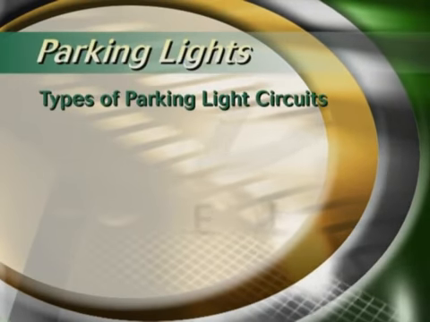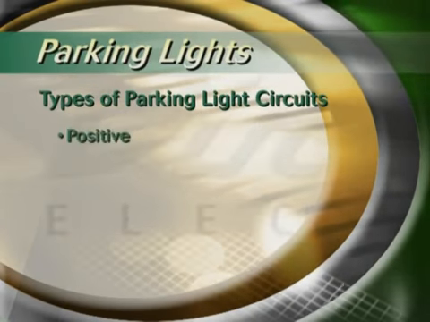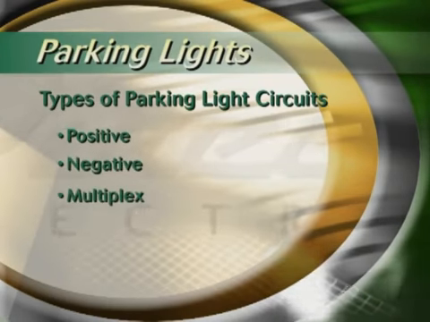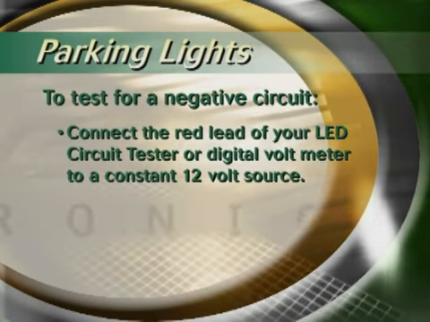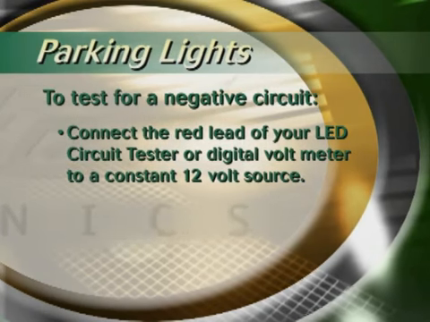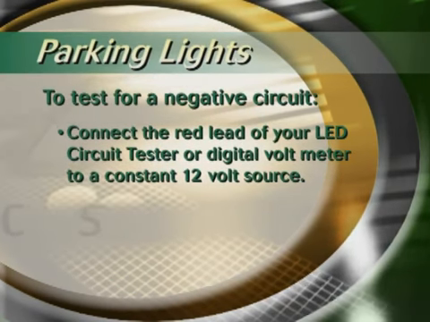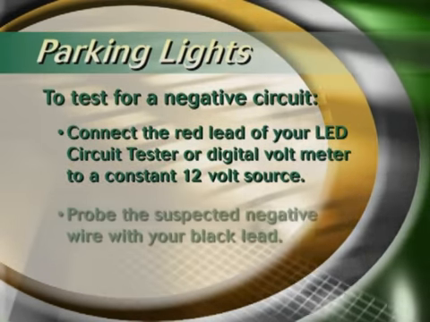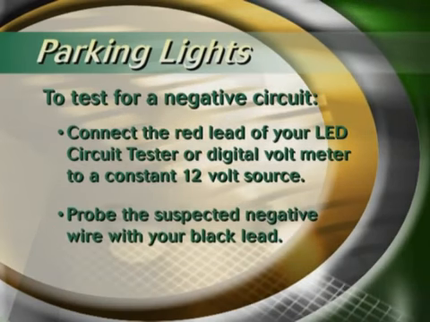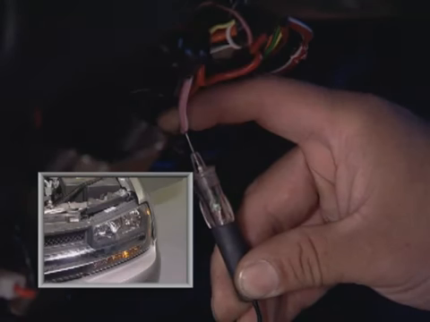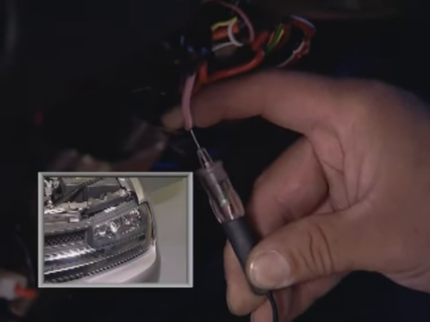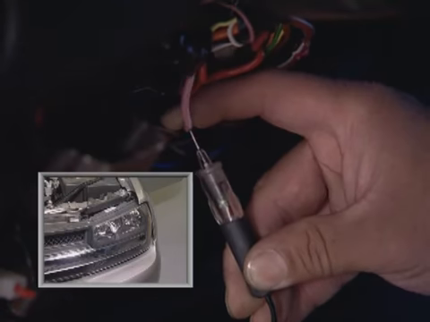There are three different types of parking light circuits: positive, negative, and multiplex. To test for a negative parking light circuit, you will need to connect the red lead of your LED circuit tester or digital voltmeter to a constant 12-volt source. Probe the suspected negative wire with your black lead. When the parking lights are turned on, the green LED in your circuit tester should light. When the parking lights are turned off, the green light should turn off.